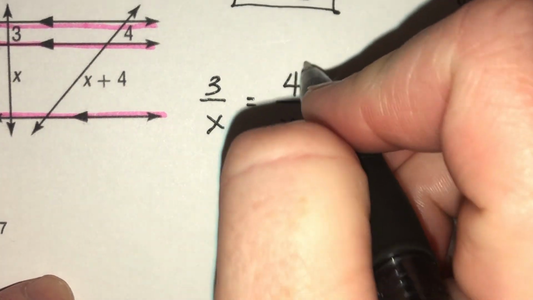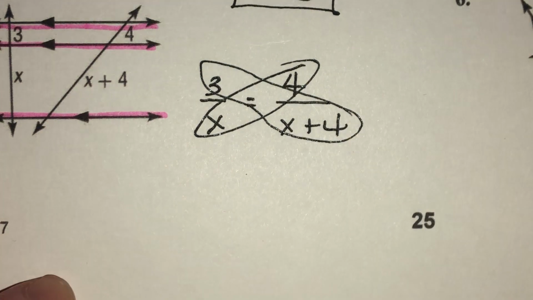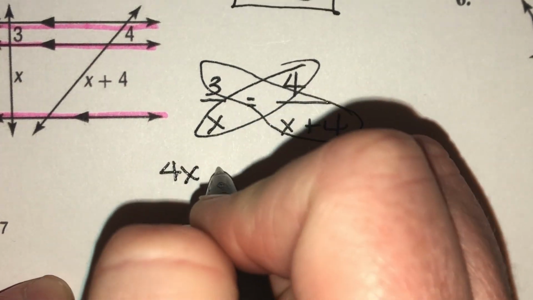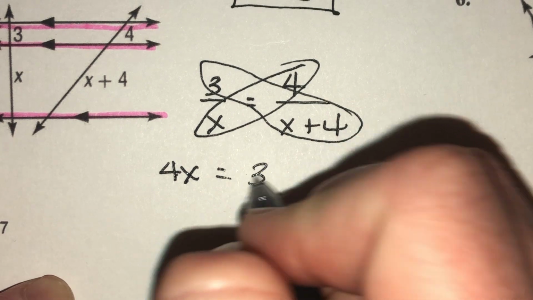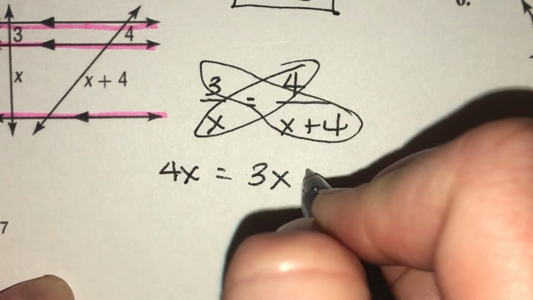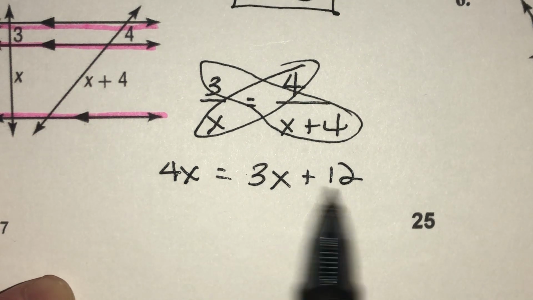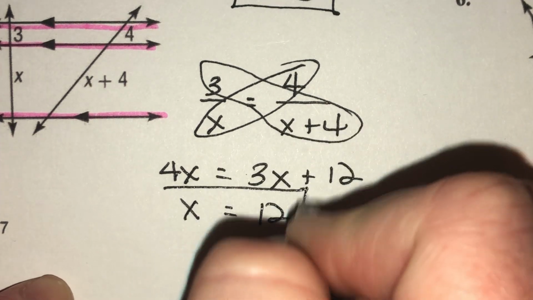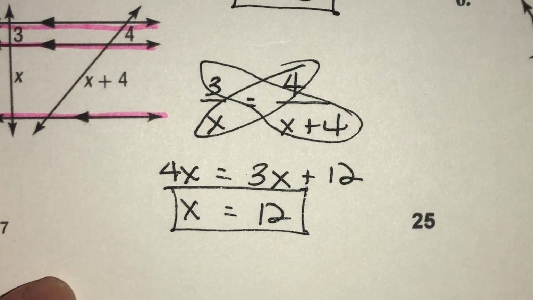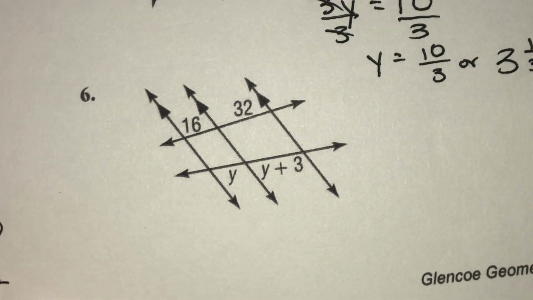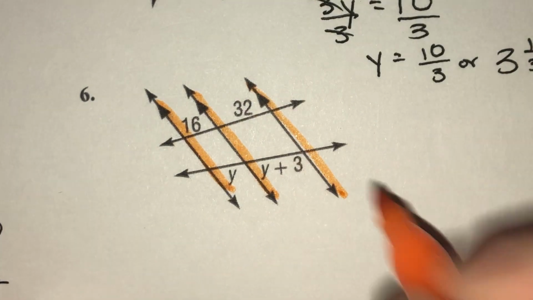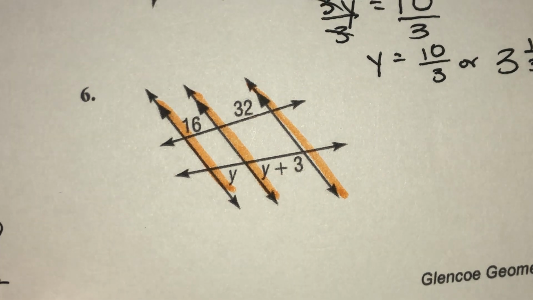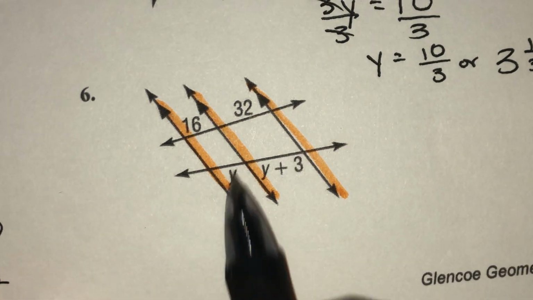And once I know how to set it up, then it's just algebra to solve. x times 4 is 4x. 3 times x plus 4, 3 times x plus 3 times 4. Get rid of my smallest x, minus 3x from both sides, and x equals 12. Okay, and then last one, number 6. I'm going to mark off my parallel lines. This guy, this guy, this guy. And so the relationship between this and this is the same as this and this.